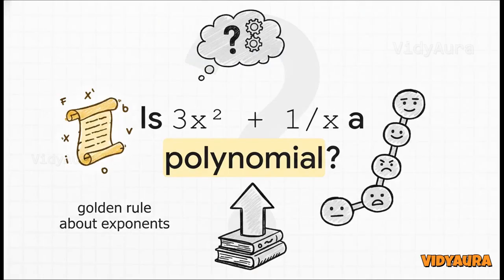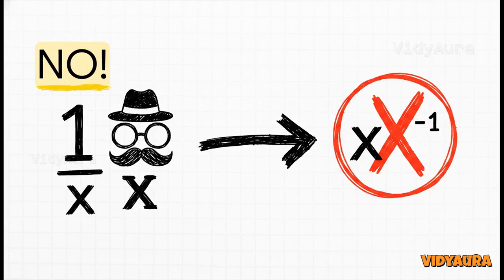All right, pop quiz time. What do you think? Take a look at this expression. Is it a polynomial? Just remember that golden rule about the exponents. And the answer is a big no. Here's the catch. That 1 over x term is actually just a sneaky way of writing x to the power of -1. And since negative exponents are a major no-go, this guy fails the polynomial test.